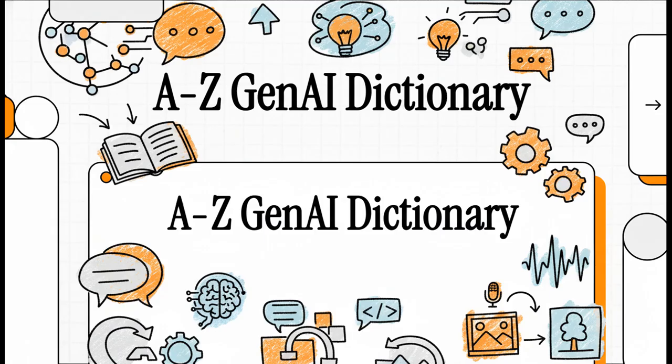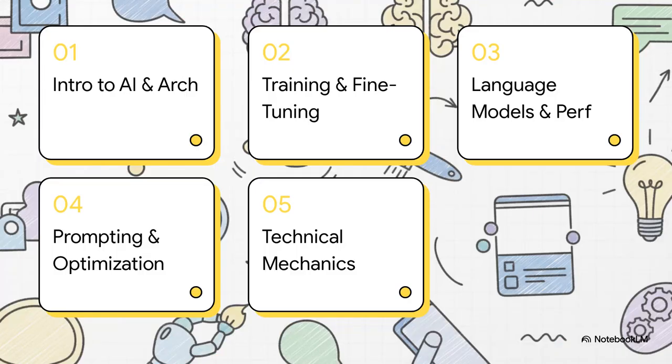In this explainer, we're going to break down 50 key terms that will make you fluent in the world of Gen AI. So, here's how we're going to tackle this. We're going to use a building blocks approach. We'll start with the basics, the foundational architecture. Then we'll get into how these models actually learn. After that, we'll look at language models and how they perform, then dig into how we talk to them through prompting, and finally, we'll pop the hood and see how the core technical stuff really works.